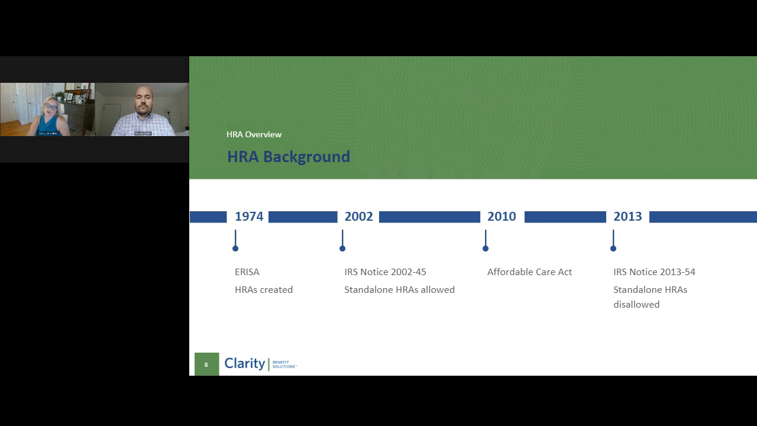The creation of HRAs spurred many employers to move to lower cost, higher deductible health insurance plans. Now, with HRAs, they could provide tax-free reimbursement to employees to help meet the higher employee deductibles that high deductible health plans brought along with lower employer premiums. This arrangement came to be known as an integrated HRA because it is integrated with a group health insurance plan, and it's usually a high deductible health plan.